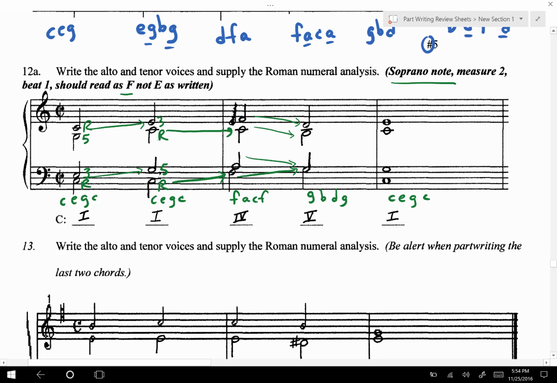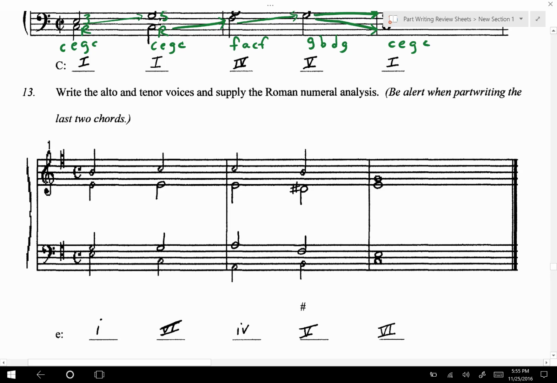From the 5 chord to the 1 chord, the bass moves by that of a 5th. You'll have 1 common tone. Retain the common tone in the same voice, and move the other voice parts to the nearest chord tone to complete the triad. Number 13, write the alto and tenor voices and supply the Roman numeral analysis.